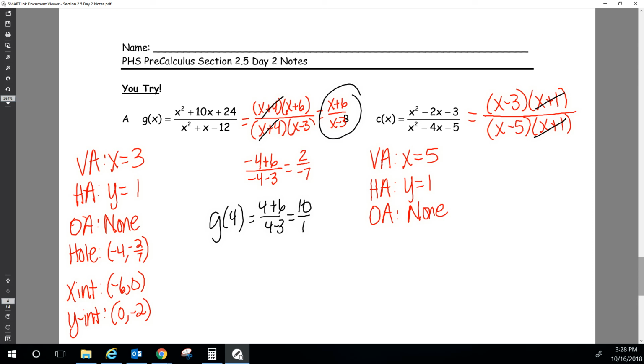For my hole, that's for the factor that I canceled out. So x plus 1 canceled out, so I now have a hole at x equals -1. If I wanted to figure out the y value for that, I could plug it into my reduced version, which is x minus 3 over x minus 5. So figuring out that hole, that would be -1 minus 3 over -1 minus 5, it's -4 over -6, which would be positive 2/3.